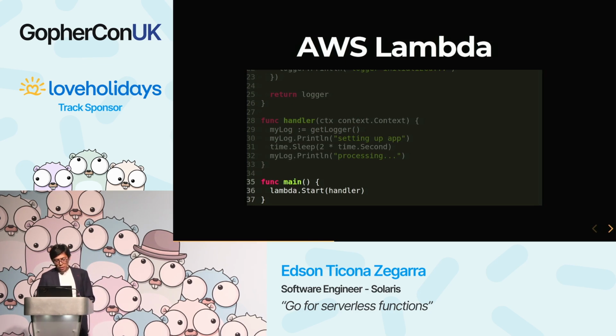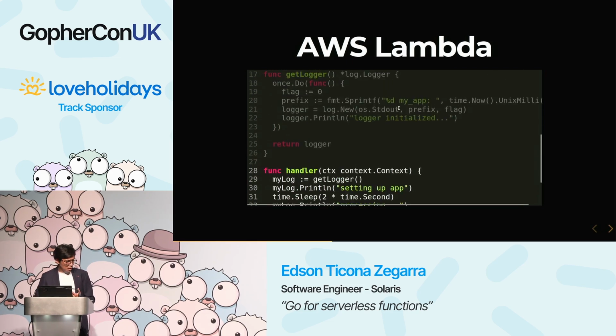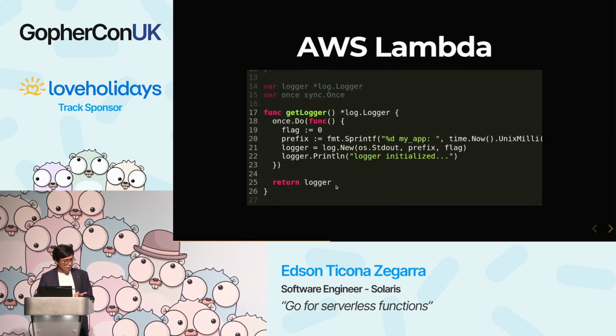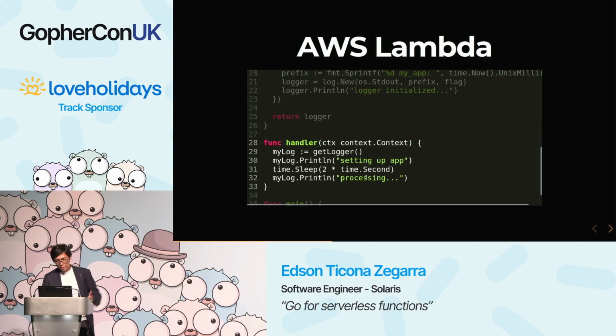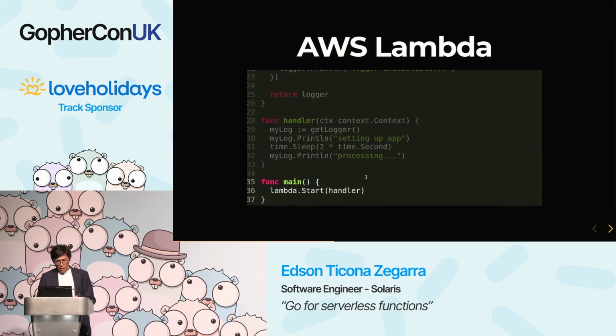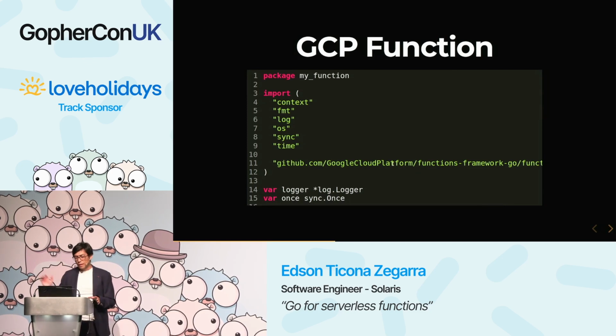So what we should see here is one log line setting up the app. I think the first one is logger initialized, because you're calling this getLogger. Then setting up the app and then processing. So 3 lines, right? Not a big deal. Let's check out how it looks on the GCP side.